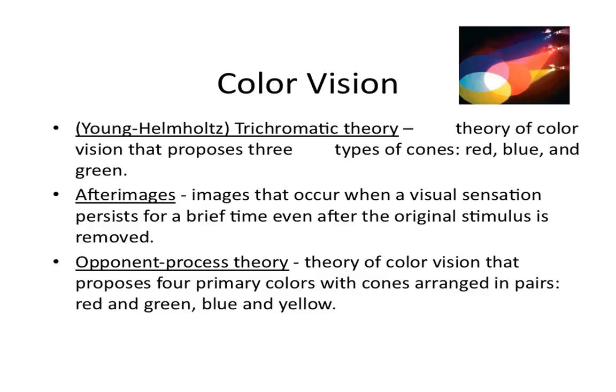So if I am a red cone, I'm only seeing red, immediately next to me is going to be a green cone. Okay? If I'm a blue cone, then a yellow cone is immediately next to it.